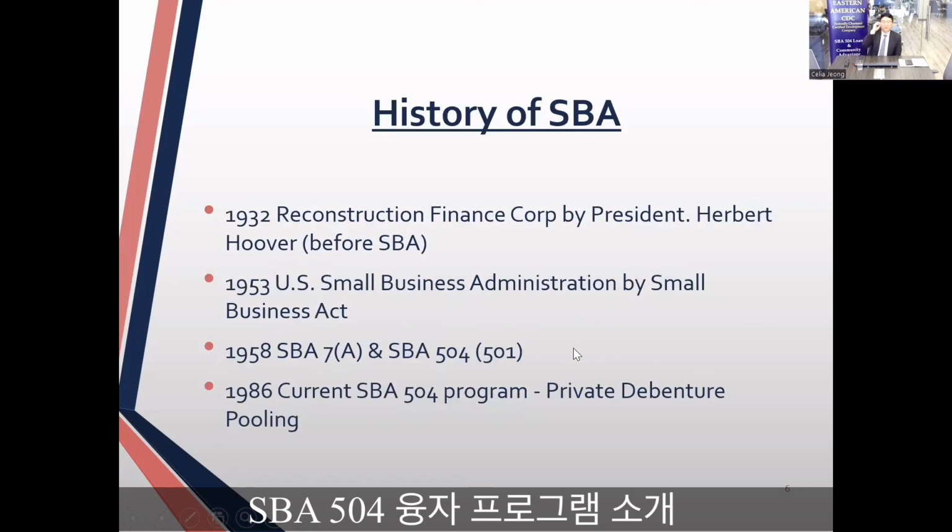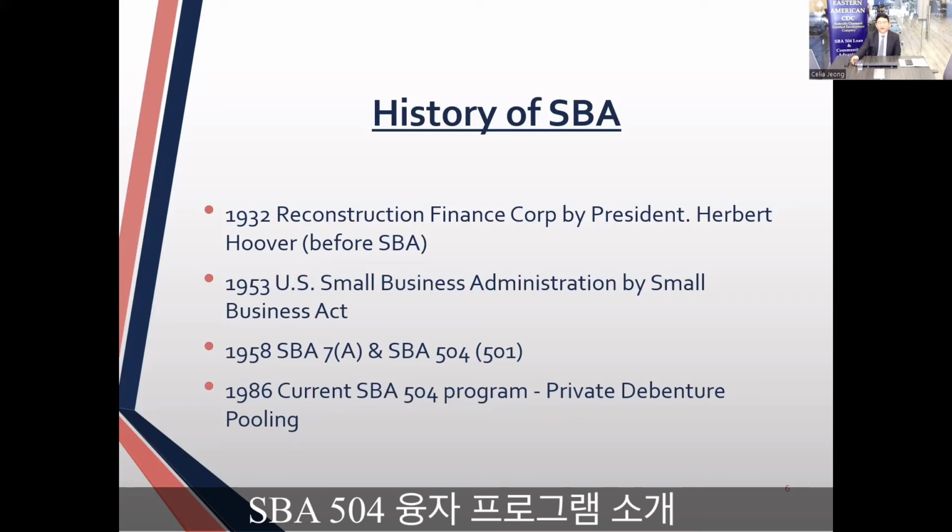So I'd like to mention the SBA history. In 1932, there was the Great Depression, so not many bankers were giving loans to small business owners. So President Herbert Hoover created the Reconstruction Finance Corp. This is the initial form of the SBA. They began to provide payment guarantees for lenders. That's why they could promote giving small business loans to small business owners.